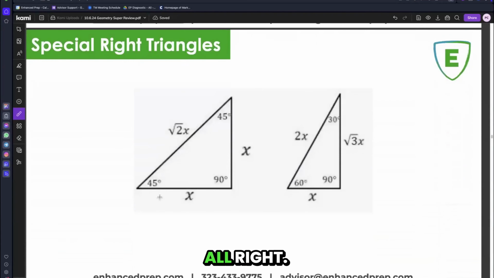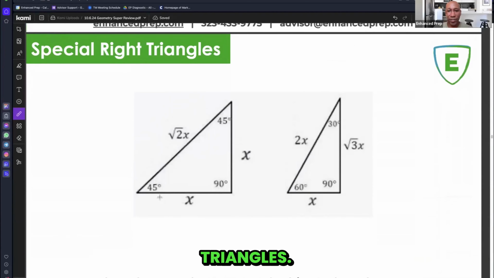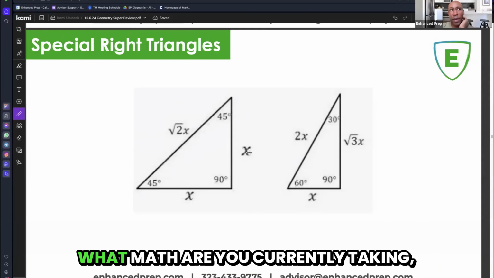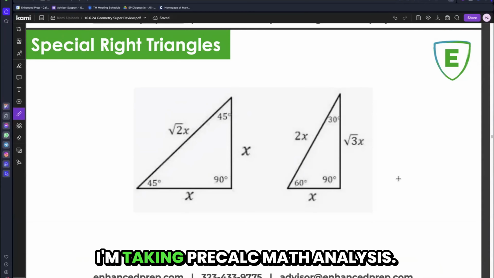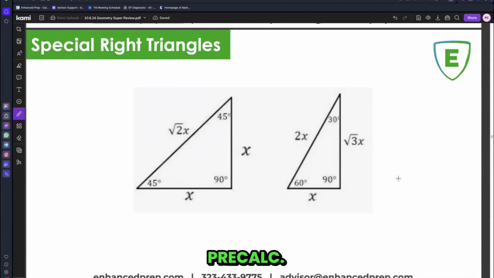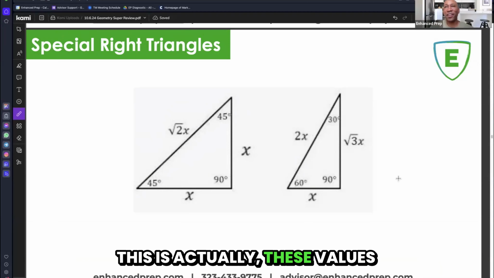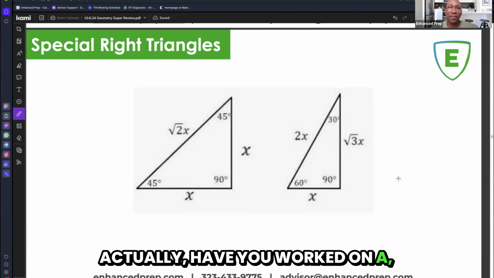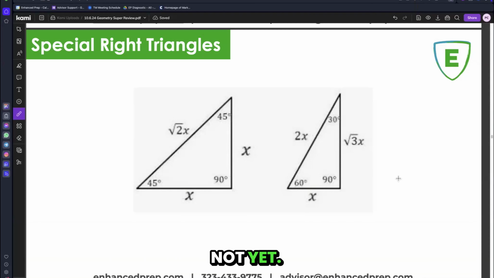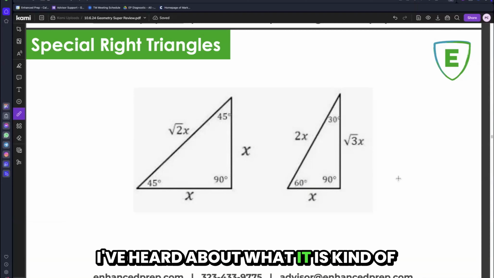Cool. Okay. All right. So here's our special right triangles. They're not too bad to remember. What math are you currently taking, by the way? Well, I'm taking pre-calc math analysis. Pre-calc. Okay. So you'll get this in pre-calc. These values actually, have you talked about the unit circle yet? Not yet. I've heard about what it is kind of.